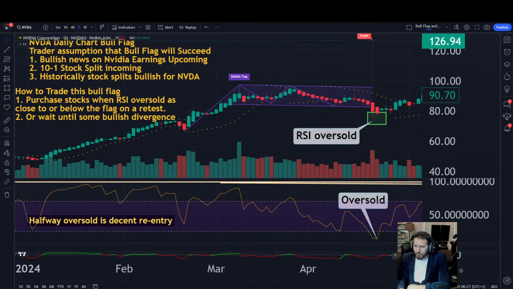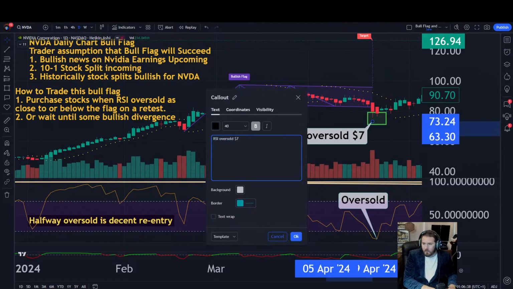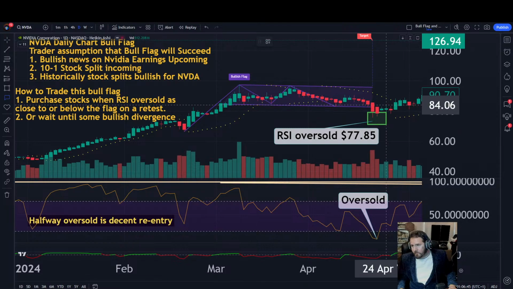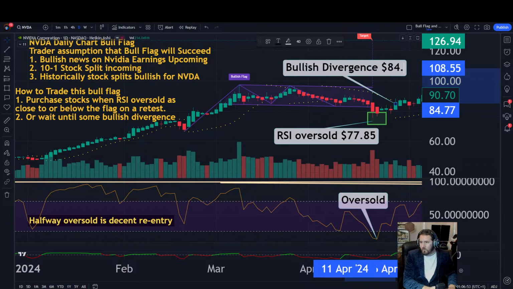And we didn't get bullish divergence until after RSI is oversold, because it's going to be lagging. But the bullish divergence came right here at 82. So RSI is oversold at 77.85. Our bullish divergence started coming in right here, closer to 84.77.